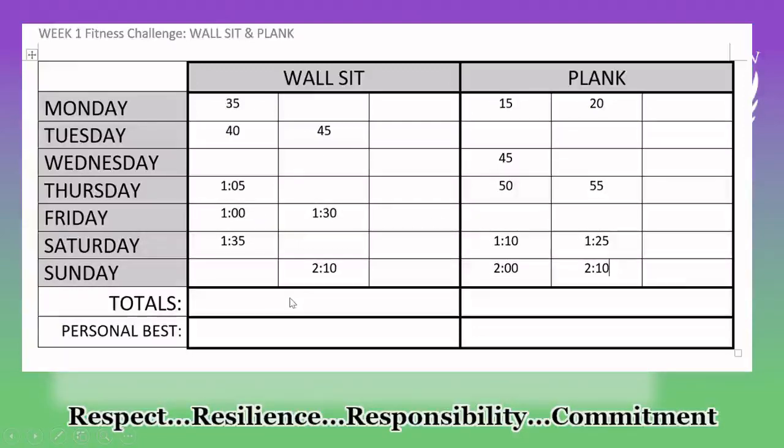And then what you're going to do is add up all that time and put it in the totals, and they're hopefully going to add up to over 10 minutes each for both the wall sit and the plank. And you're also going to put in your personal best time here. So for each one, what was the longest period of time you got? That's going to be your personal best.